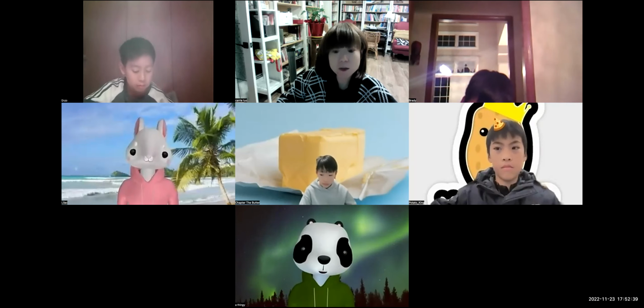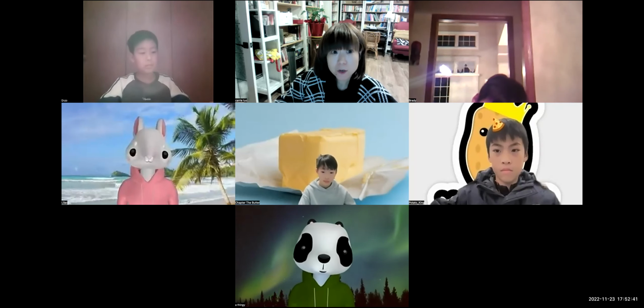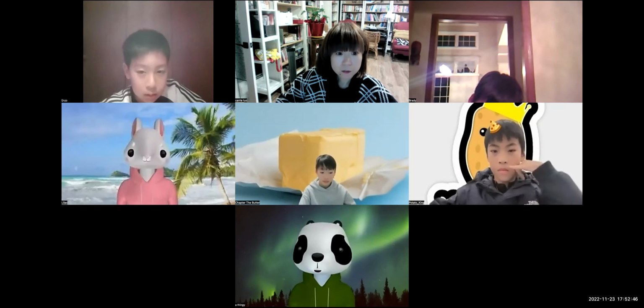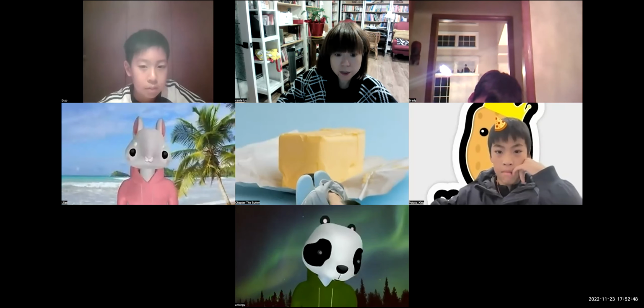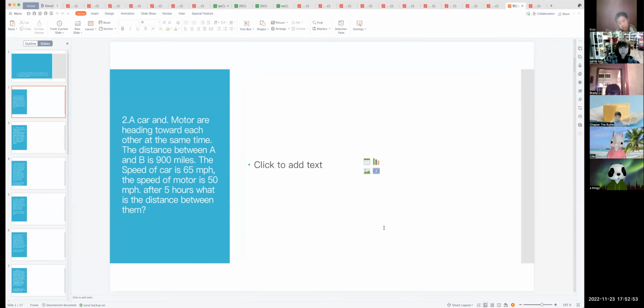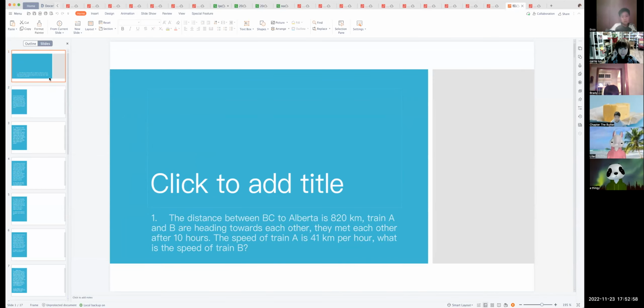Now let's take a look at the last part. Those ones were for review, so we're going to learn something different. We're going to take a look at this one because I think most of you hate word problems. So the distance between BC and Alberta is 820 kilometers. Really? No, I made it up. Train A and B are headed towards each other.